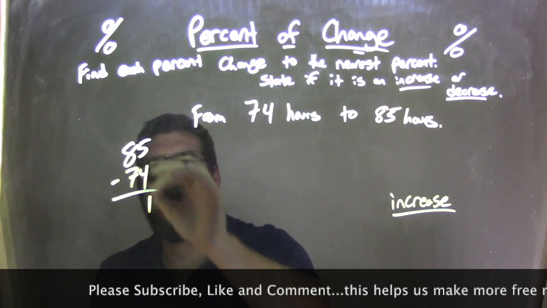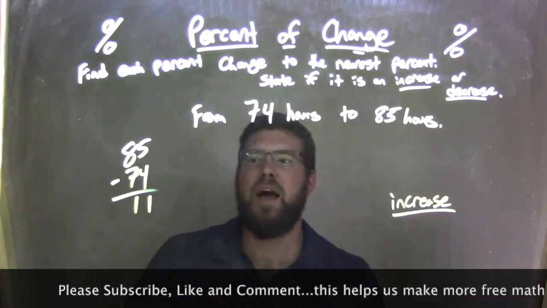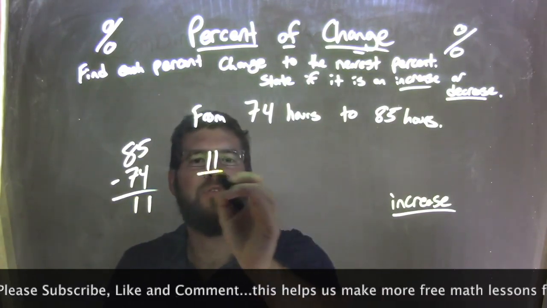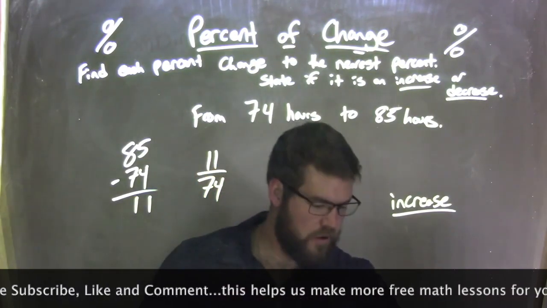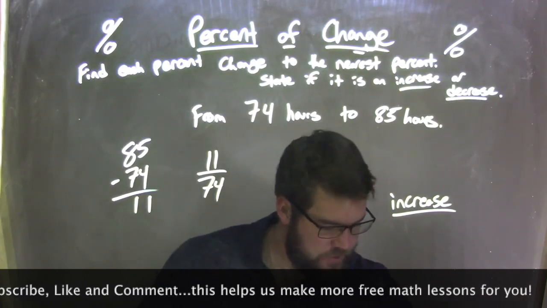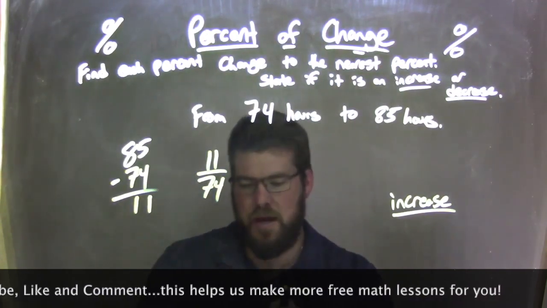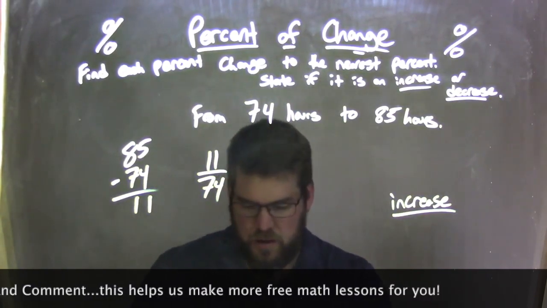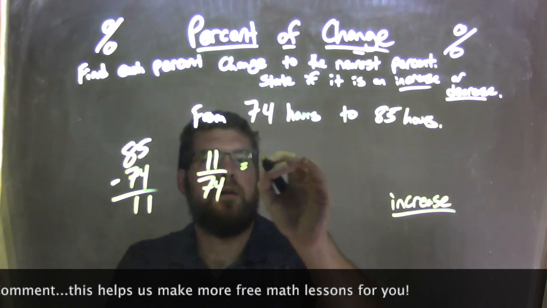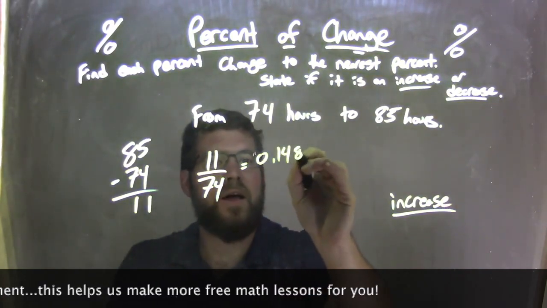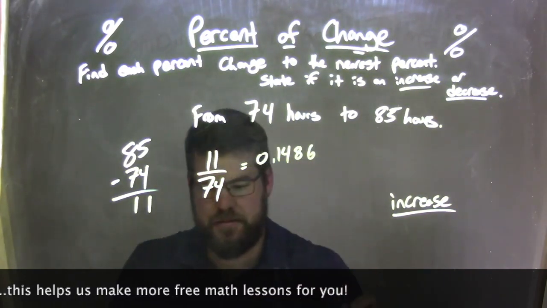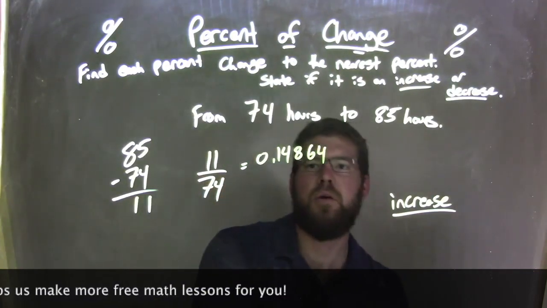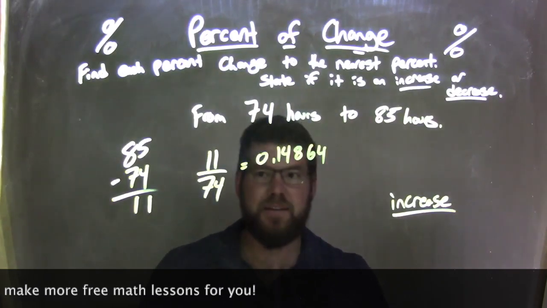5 minus 4 is 1. 8 minus 7 is 1. So now we have 11. So we take that 11 and we divide it by our first number, which was 74. So if that was a fraction here, I'll use my calculator. So we have 11 divided by 74. Comes out to be 0.1486.